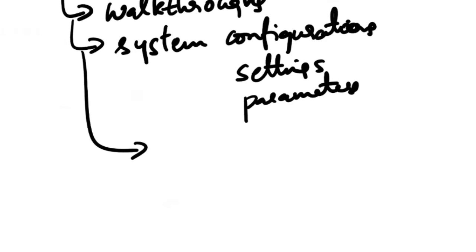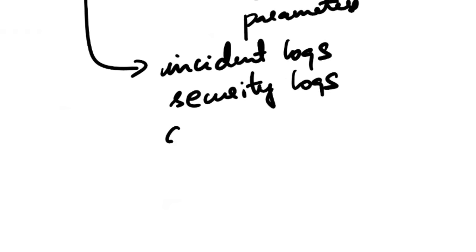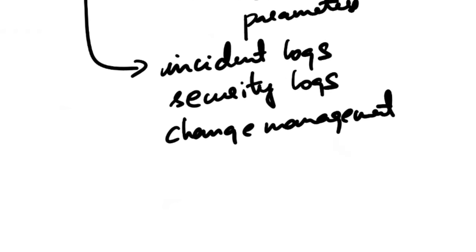The next step is to analyze incident logs, security logs, and change management logs to identify trends, patterns, and anomalies. Review records of security incidents, breaches, and vulnerabilities to assess the effectiveness of incident response procedures and controls. Also, examine change management logs to evaluate the impact of changes on system stability, security, and compliance.